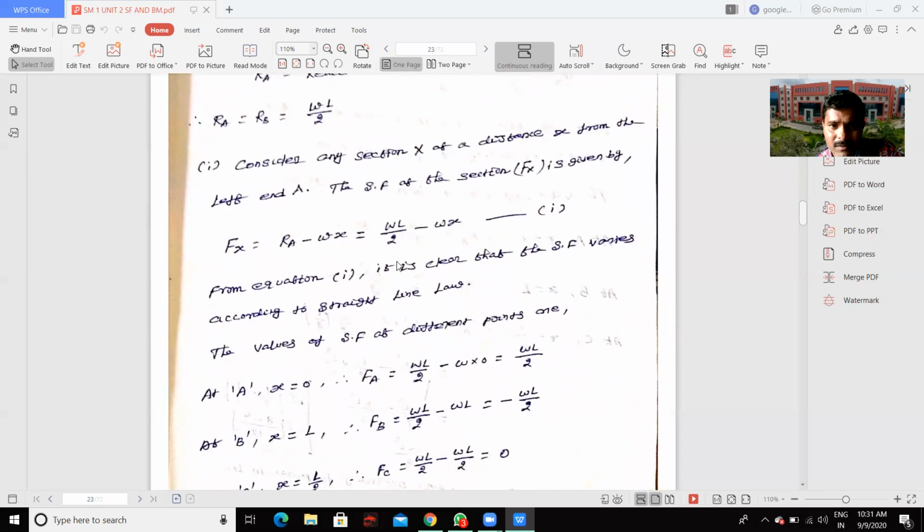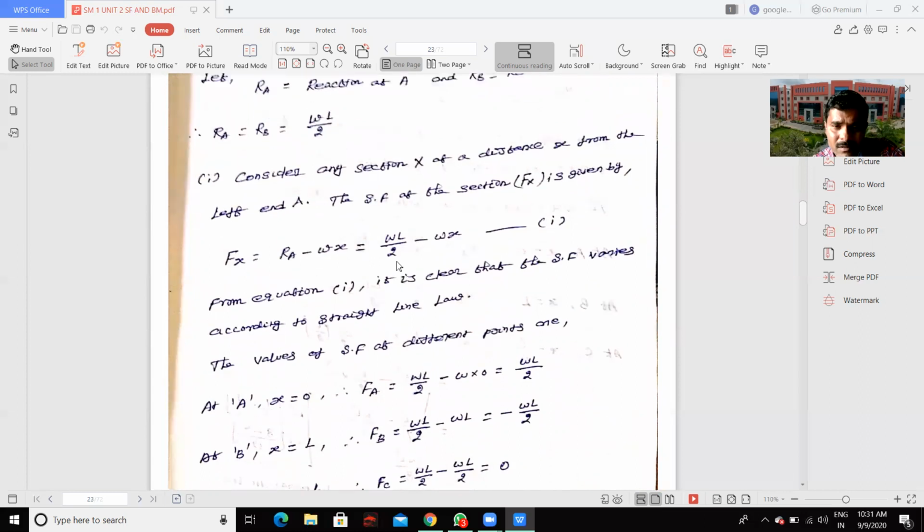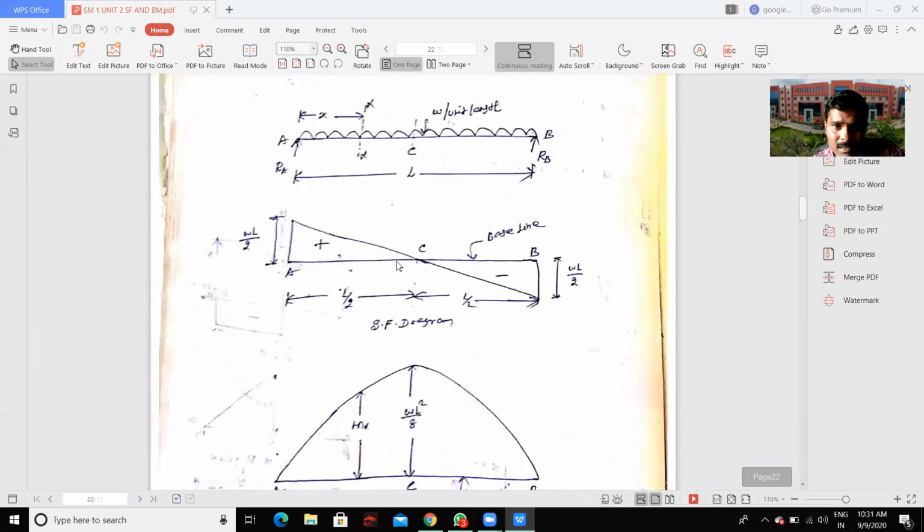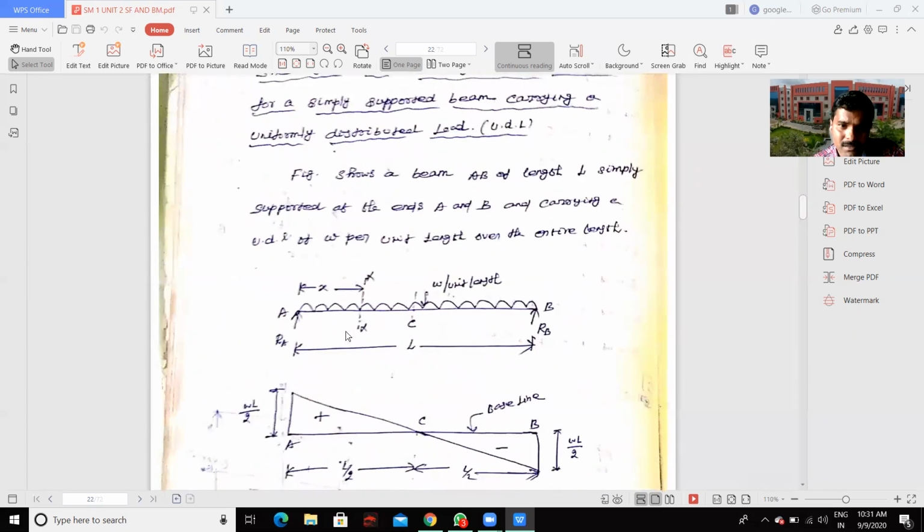For that, you have to find out the shear force value. So, you know what the shear force is? You have to consider any section XX at a distance of x from A, and you have to consider either the left side or the right side. If you add all the forces, that will be equal to the shear force. Consider the section left side or right side. If you add all the moments, that will be equal to the bending moment, right?